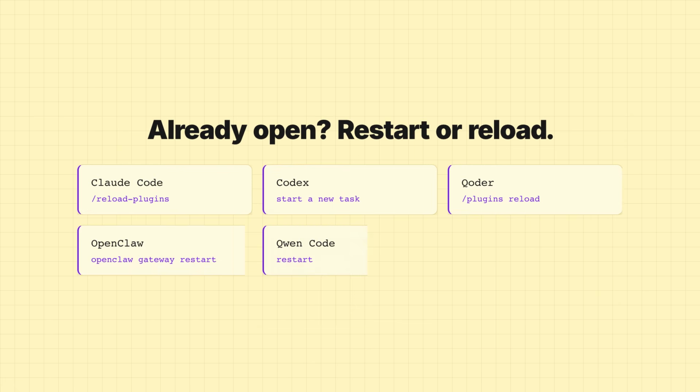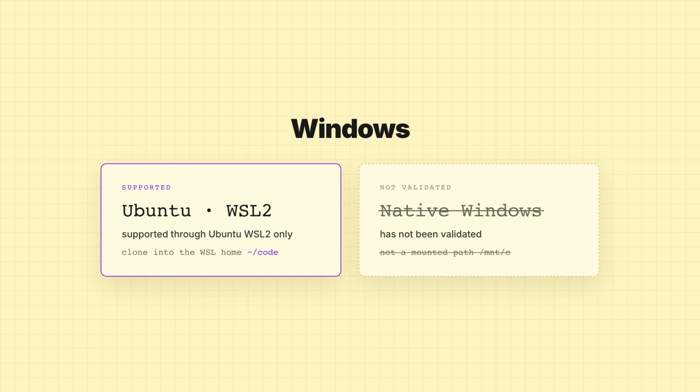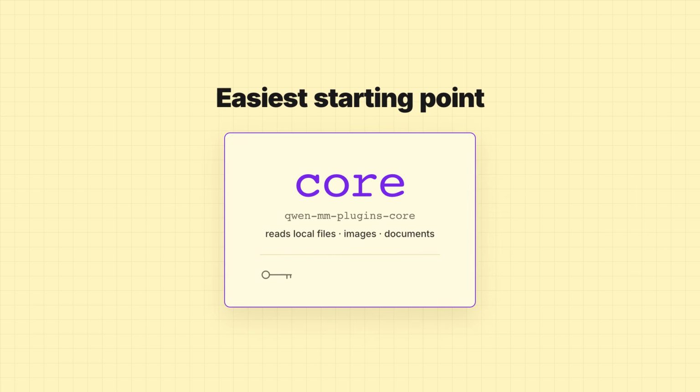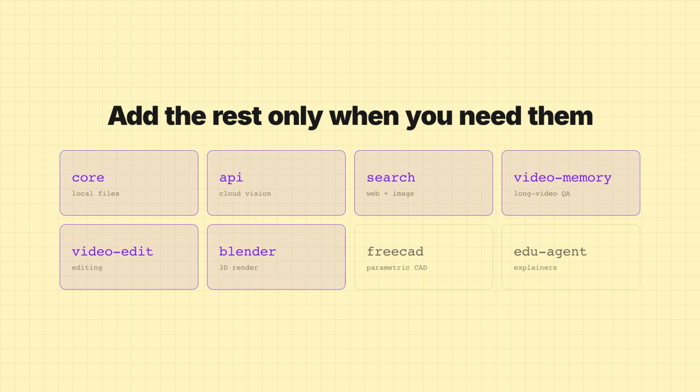After installation, an already open agent may need to be restarted or reloaded. Windows users currently need Ubuntu through WSL2. Native Windows has not been officially validated. The easiest starting point is the core plugin because local file reading does not require an API key. Then you can add Cloud Vision, Search, long video memory, editing, Blender, or FreeCAD only when you need them.